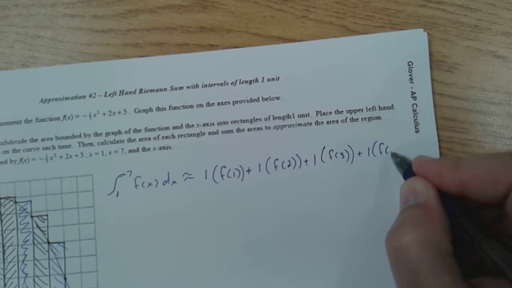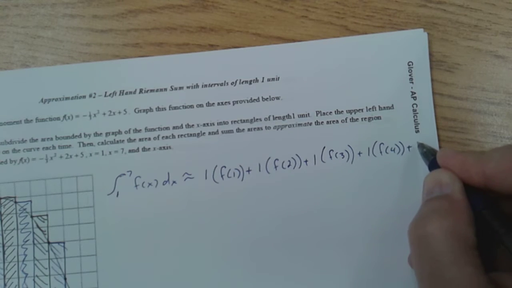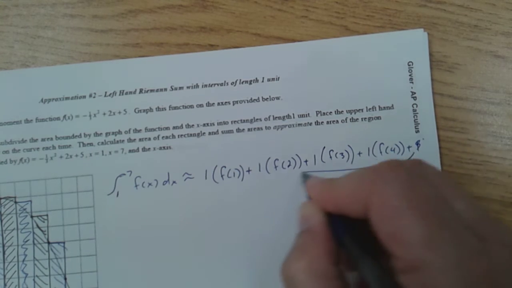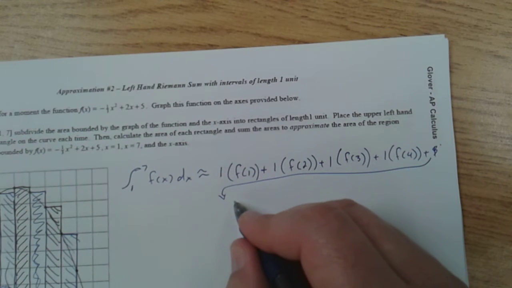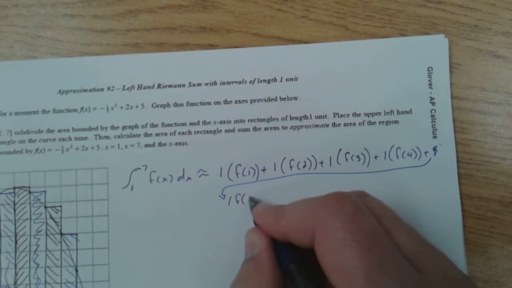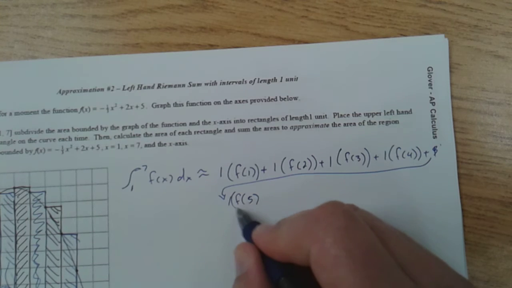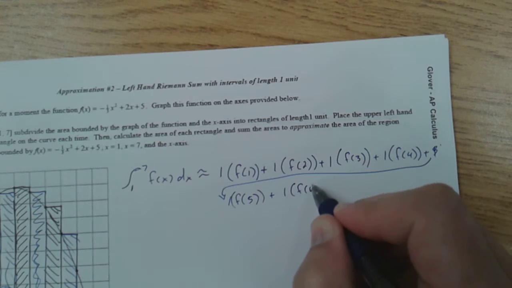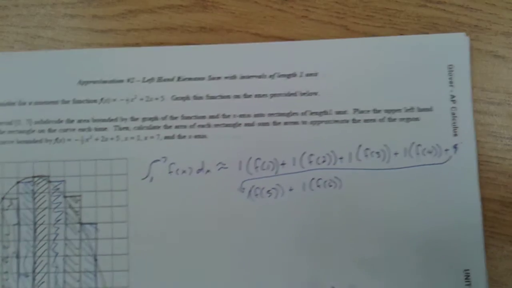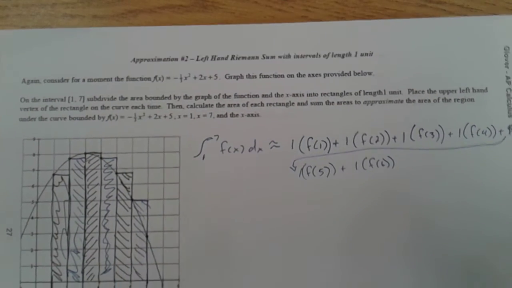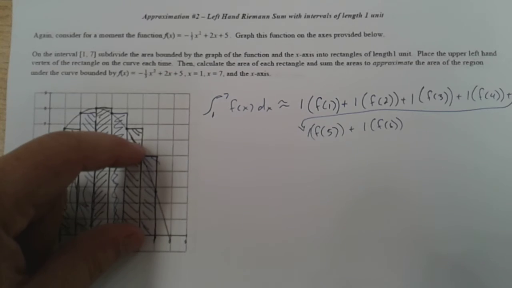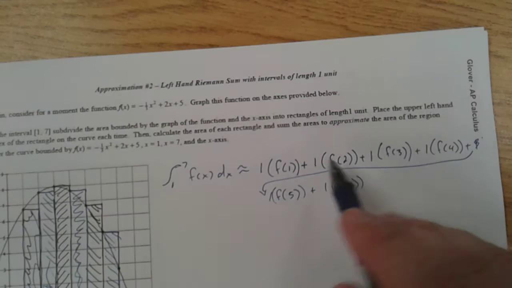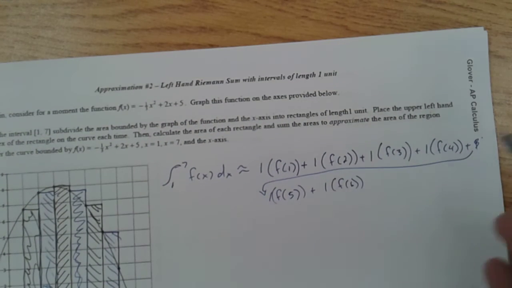1 for the width times f of 4, plus 1 times f of 5, plus 1 times f of 6. And that's as far as we're going to go, because we don't have an f of 7 one. The last rectangle's height was f of 6. So we have 1, 2, 3, 4, 5, 6 rectangles.